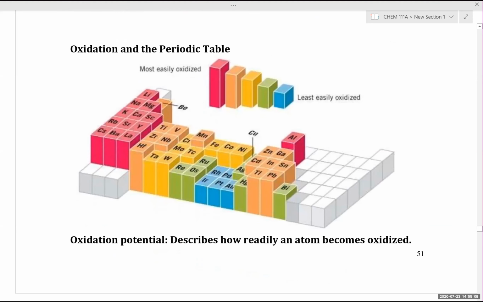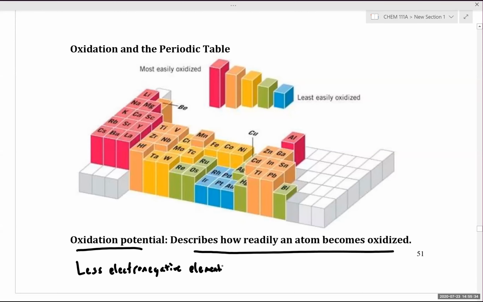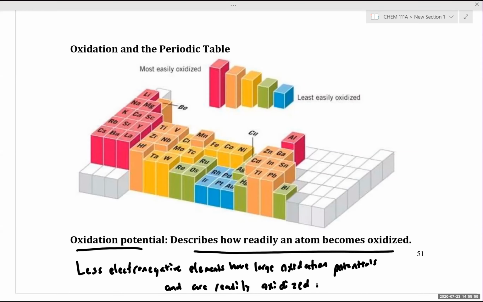Now, for those wondering about the link between electronegativity and the redox reactions that we've observed, there's another parameter that follows periodic trends, which is oxidation potential, which describes how readily an atom becomes oxidized. The less electronegative elements have large oxidation potentials and, as a result, are readily oxidized. So electronegativity increases going towards fluorine and decreases going away from fluorine. Less electronegative elements have large oxidation potentials and are more readily able to give their electrons.